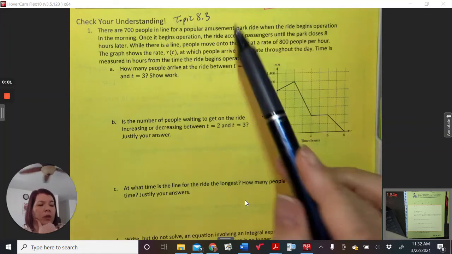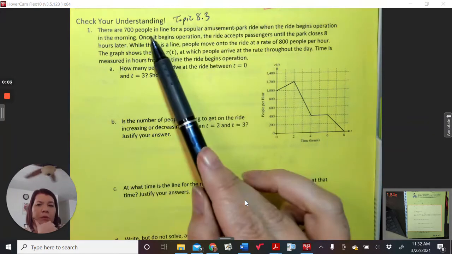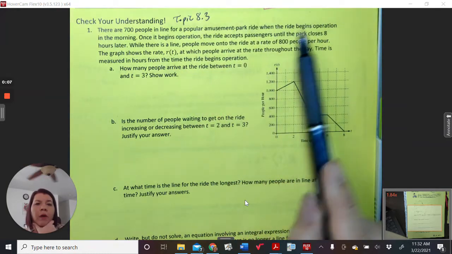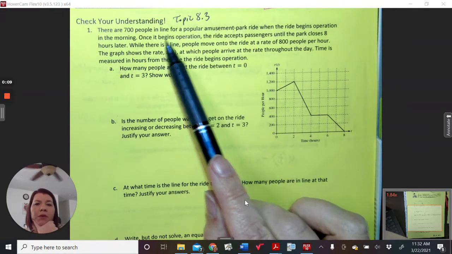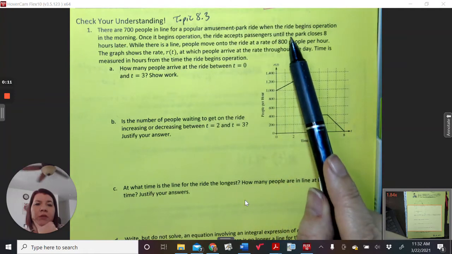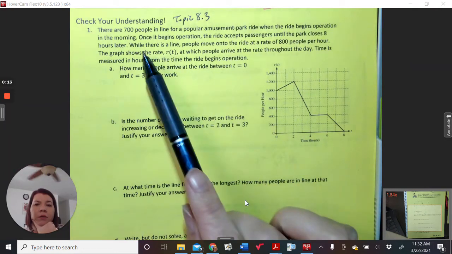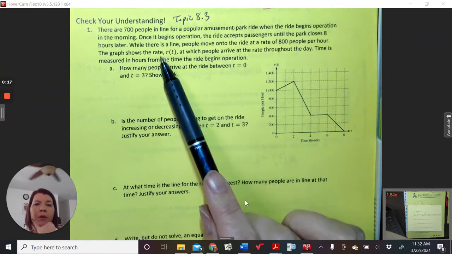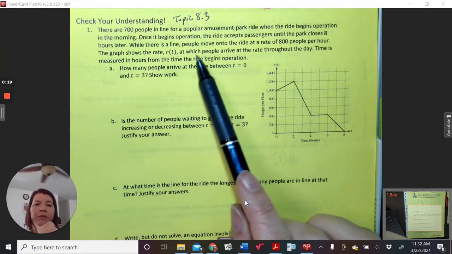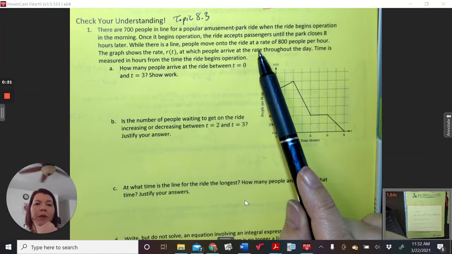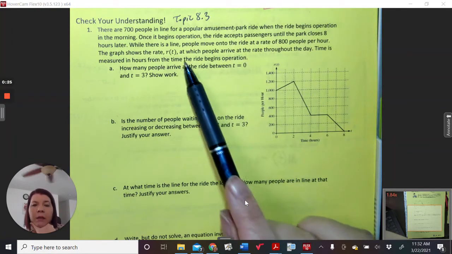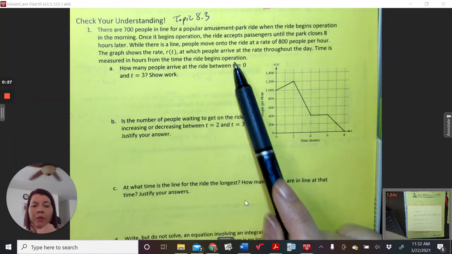So we're going to be doing the checking for understanding for topic 8.3. There are 700 people in line for a popular amusement park ride when the ride begins operation in the morning. Once it begins operation, the ride accepts passengers until the park closes 8 hours later. While there is a line, people move onto the ride at a rate of 800 people per hour. The graph shows the rate R of t at which people arrive at the ride throughout the day. Time is measured in hours from the time the ride begins operations.